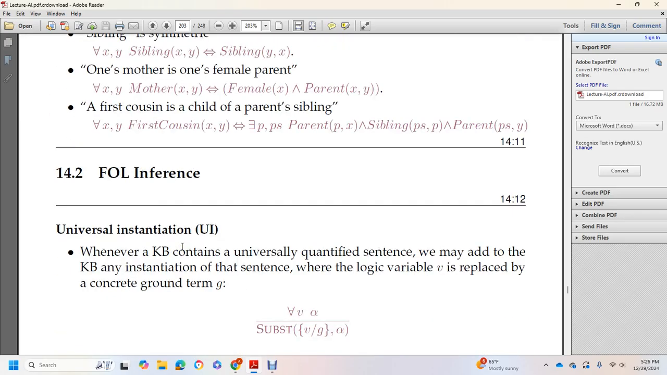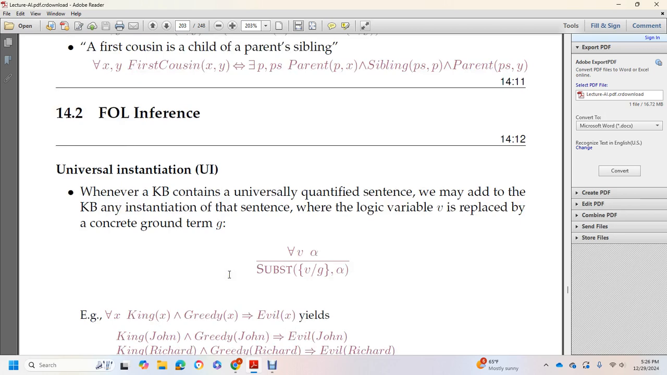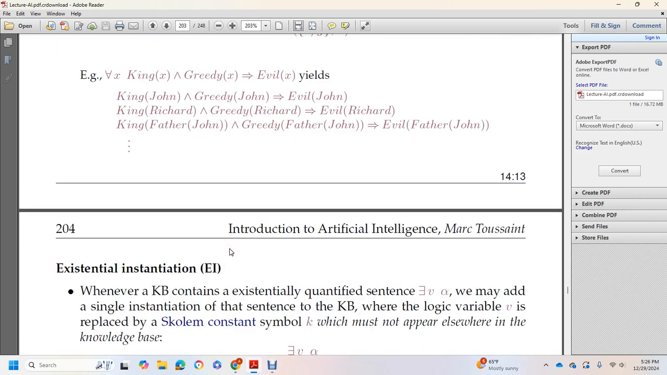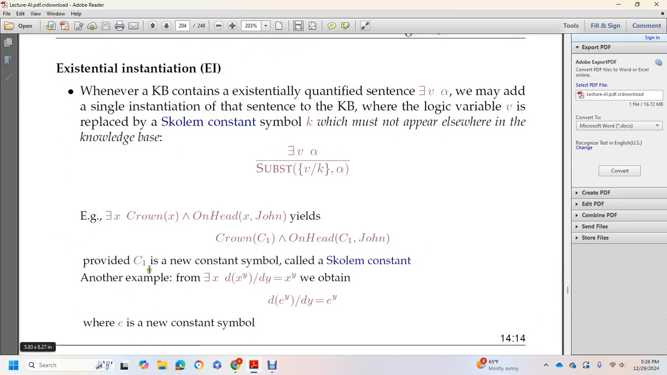First order logic inference. Universal instantiation: from a universally quantified sentence, the KB may add any instantiation sentence where the logic variable is replaced by a concrete ground term. Existential instantiation: from an existentially quantified sentence, the KB may add a single instantiated sentence where the logic variable is replaced with a new constant symbol, which must not appear elsewhere in the knowledge base.